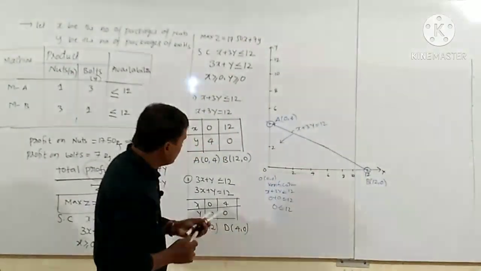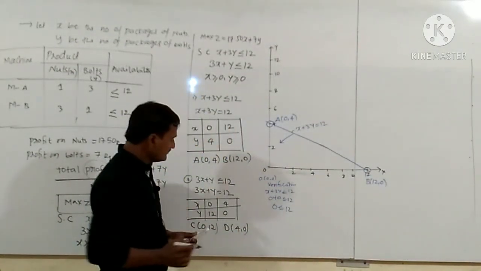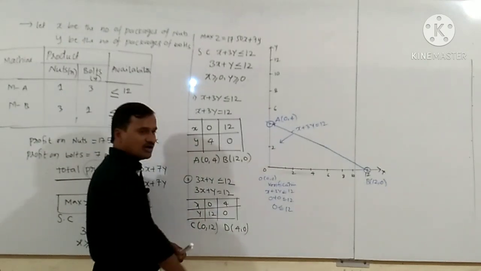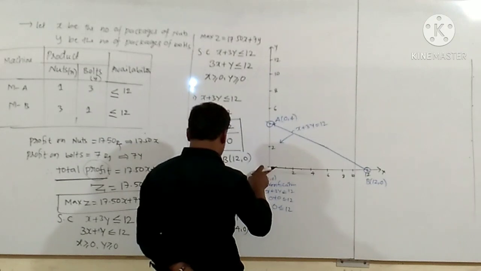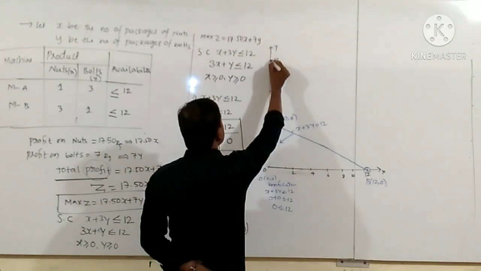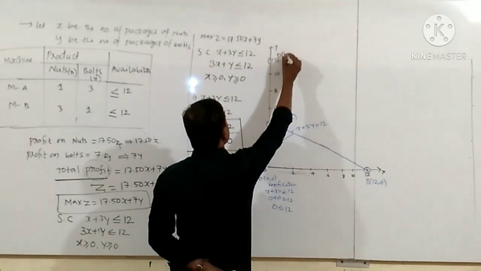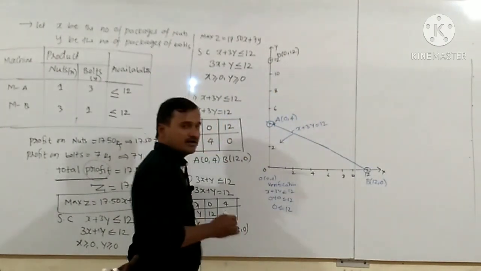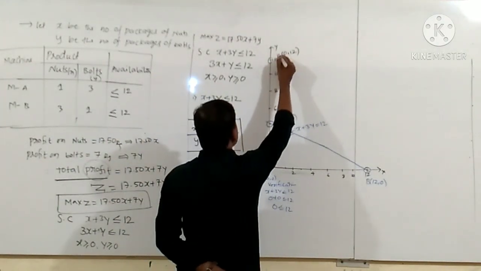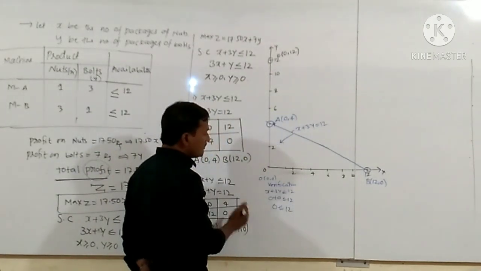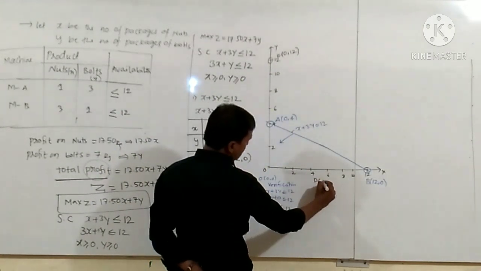Right. Next, this is the second one. So what is the point C? 0, 12. x equal to 0, what is the value of y? 12. So here it is the point C, 0, 12. D is 4, 0, so here we will take 4, 0.